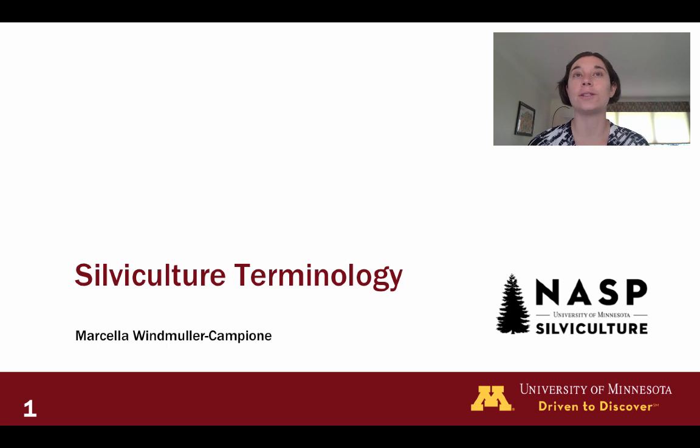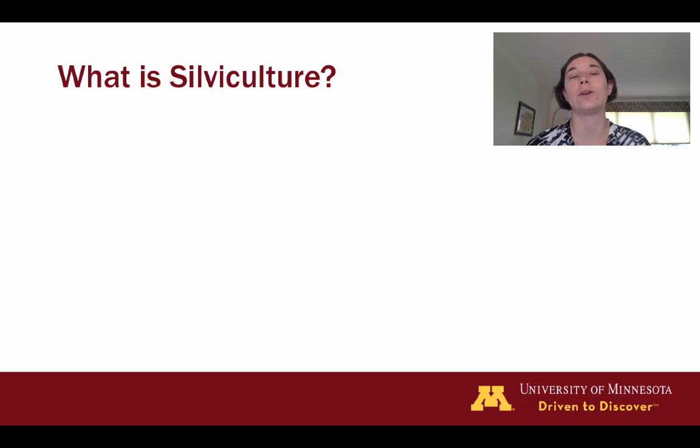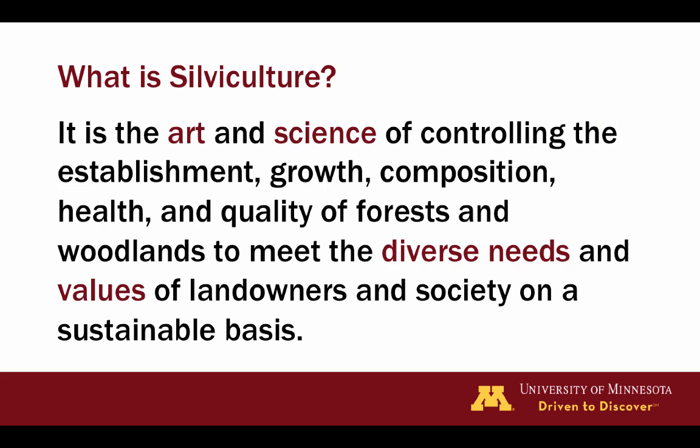So, let's get started. What is silviculture? Hopefully, two words might be coming into your head. It's the art and science of controlling the establishment, growth, composition, health, and quality of forests to meet diverse needs and values of landowners. This definition and all the definitions throughout this lecture come from the Dictionary of Forestry. They're either straight from the Dictionary of Forestry or have been slightly adapted to make these definitions very concise.